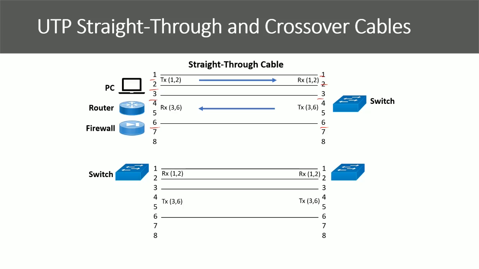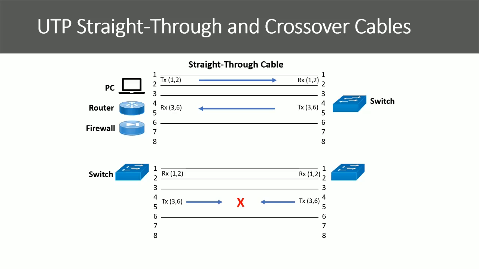In this case, switches use pin 1 and 2 for RX and pin 3 and 6 for TX. So if these two switches want to communicate over this cable, both of them will try to send data over pins 3 and 6, which means they will never be able to talk to each other because they are sending over the same pair and they are not able to receive over the same pair. This will never work and communication will not be established this way.